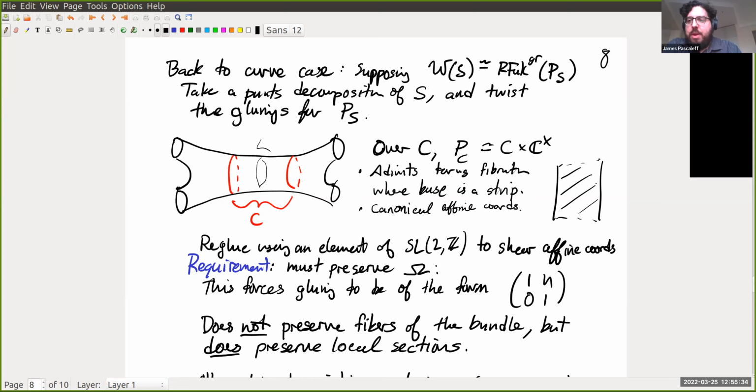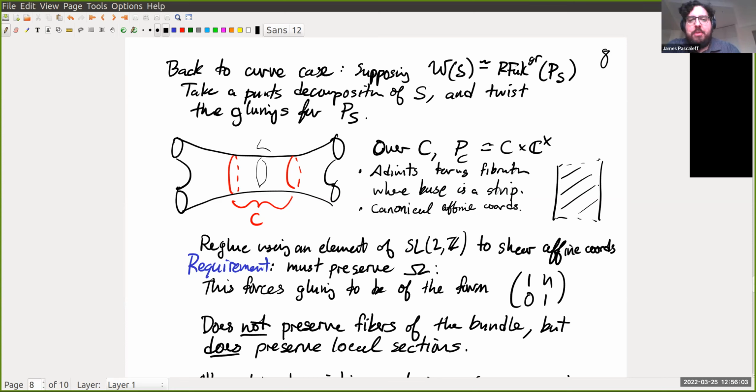And the base is like a strip. So the vertical direction in this picture is like the C star. The horizontal direction is like the cylinder. Also, an interesting point is that because I'm using the principal frame bundle of a Riemann surface, there's actually canonical affine coordinates on this, because there's a canonical basis for H1 of these tori.